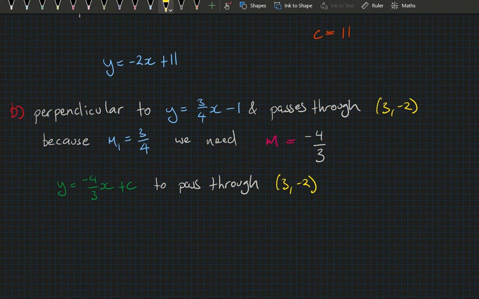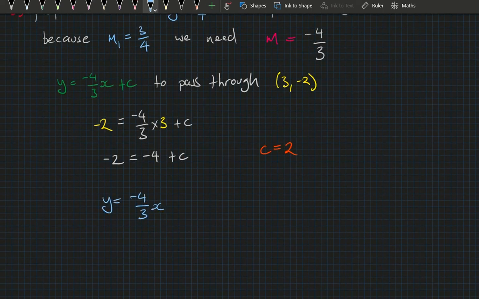So subbing in this x and y value, with a y of minus 2, we need that to equal minus 4 on 3 times 3 plus c. And this will make it easy to figure out what our c is. So minus 4 on 3 times 3 is equal to minus 4. So minus 2 is equal to minus 4 plus c. And adding 4 to both sides, then c is equal to 2. So the equation that's perpendicular to y equals 3/4 of x minus 1 and passes through the point 3, minus 2 is y equals minus 4 on 3x plus 2. Okay, I thought that was pretty straightforward as well.